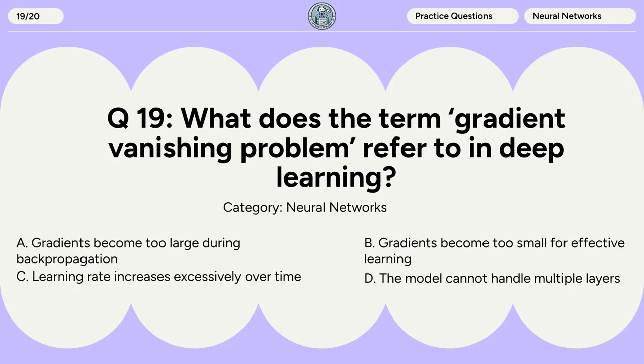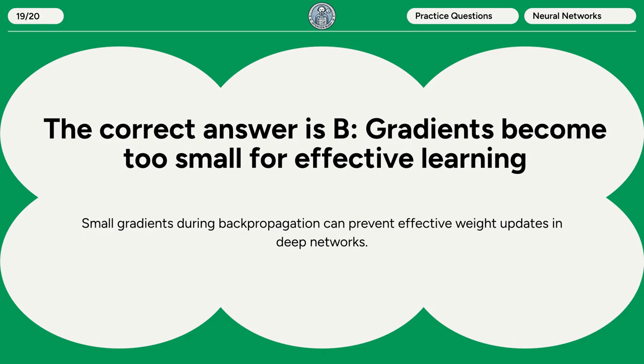Question 19. What does the term gradient vanishing problem refer to in deep learning? A. Gradients become too large during backpropagation. B. Gradients become too small for effective learning. C. Learning rate increases excessively over time. D. The model cannot handle multiple layers. The correct answer is B. Gradients become too small for effective learning. Small gradients during backpropagation can prevent effective weight updates in deep networks.